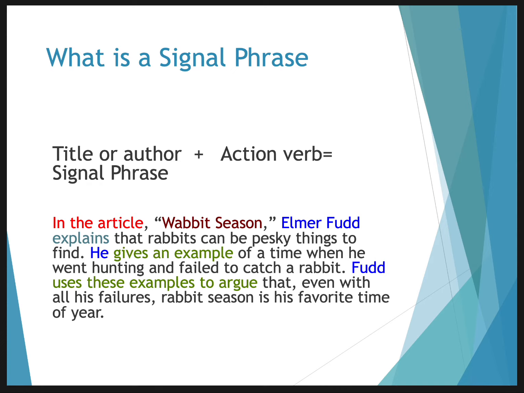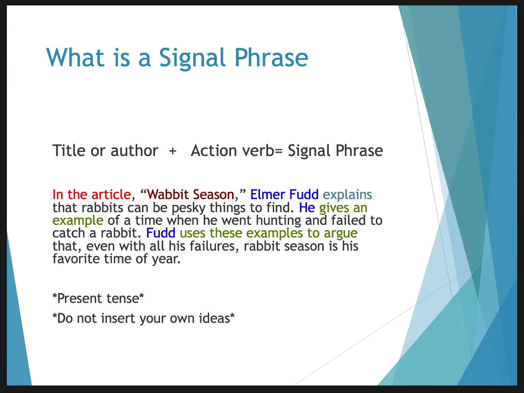This would be a much different paragraph if it just said, Elmer Fudd says rabbits can be pesky. He says about a time when he went hunting. He says that even with all his failures, rabbit season is his favorite time. That would be more of a list summary where you're just giving the points. But by using your signal phrases to describe, by using them more accurately, you can actually give your reader a much fuller idea of what's being said.